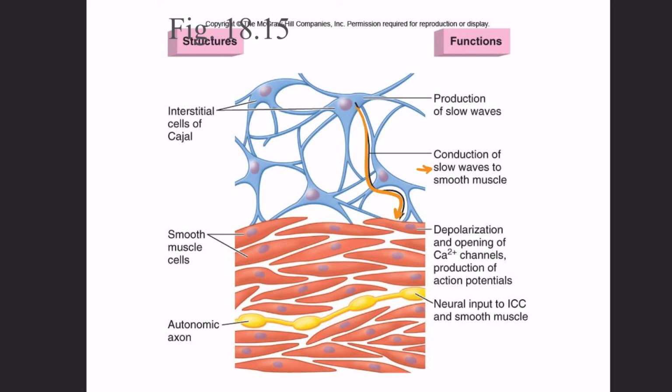And it is going to cause depolarization of the smooth muscle cells here. And then we also have an autonomic axon with its varicosities. If you can remember what the varicosities are, it allows for action potentials to occur at all of these, so that there's kind of like action occurring for all these muscle cells at the same time.